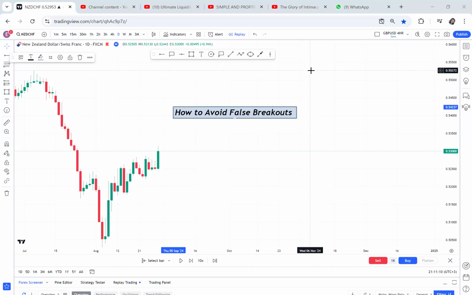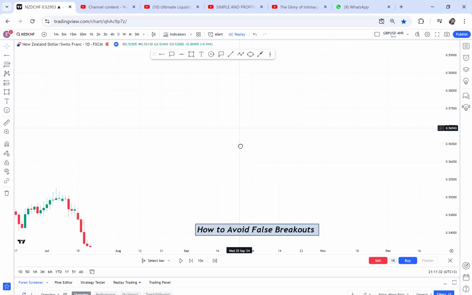How to avoid false breakout. If you have ever been in a market and you thought this market was going to buy and then it sold on you, maybe you were trying to trade a false breakout. Before I go to the video, let me explain to someone who is watching and doesn't know what a false breakout means.